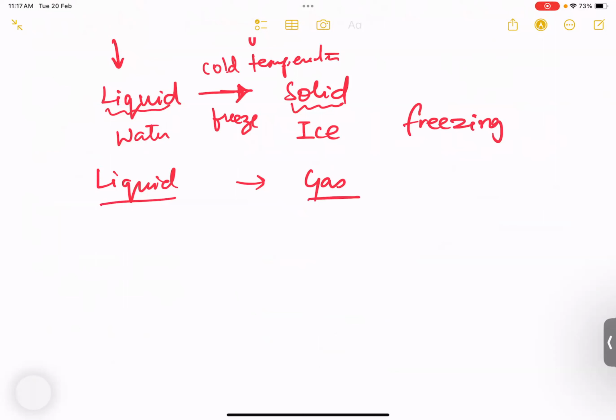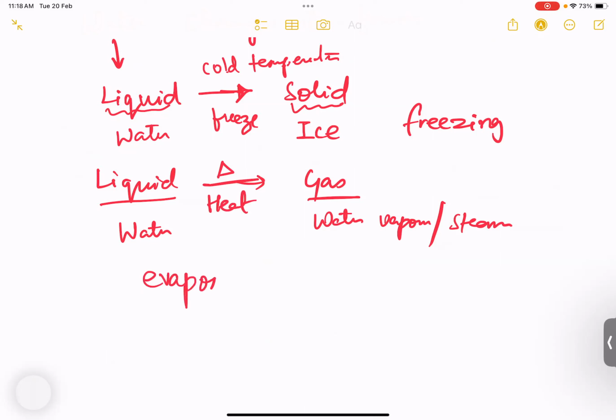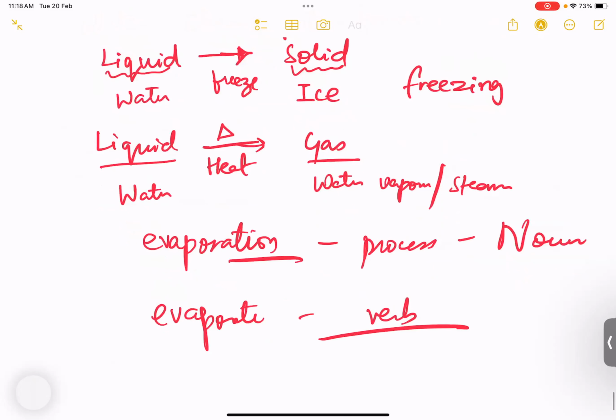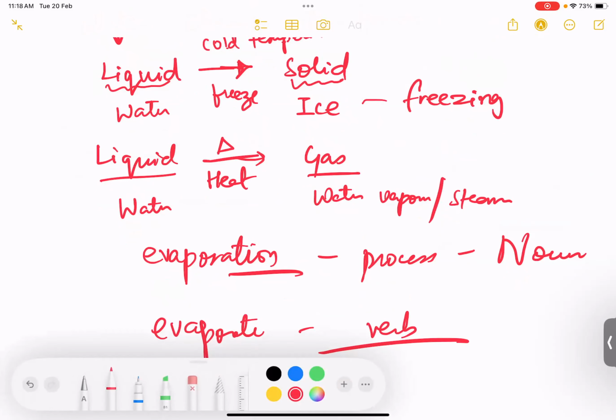Now, liquid to gas. We have water, and it changes into water vapor or steam. And this has to be done in the presence of heat. The process is known as evaporation. Evaporation is the name, so it's a noun. I'm just trying to bring English over here. And evaporate is something that is an action, so it's a verb. All right, so I hope evaporation and freezing are clear to you.